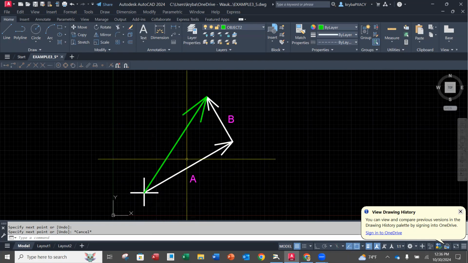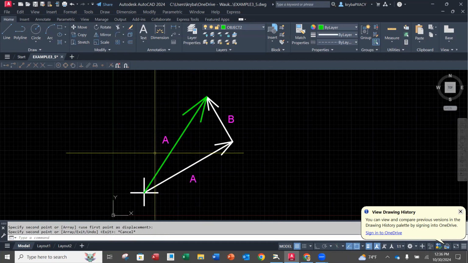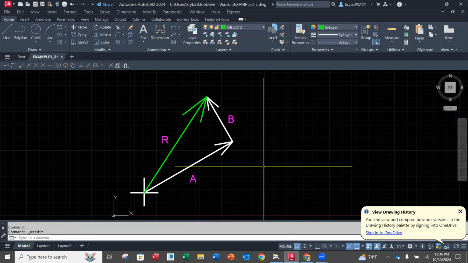So now let's label the resultant. I am simply going to copy either your A or your B over here to your resultant, and we're going to change that to the R. Do a quick save.